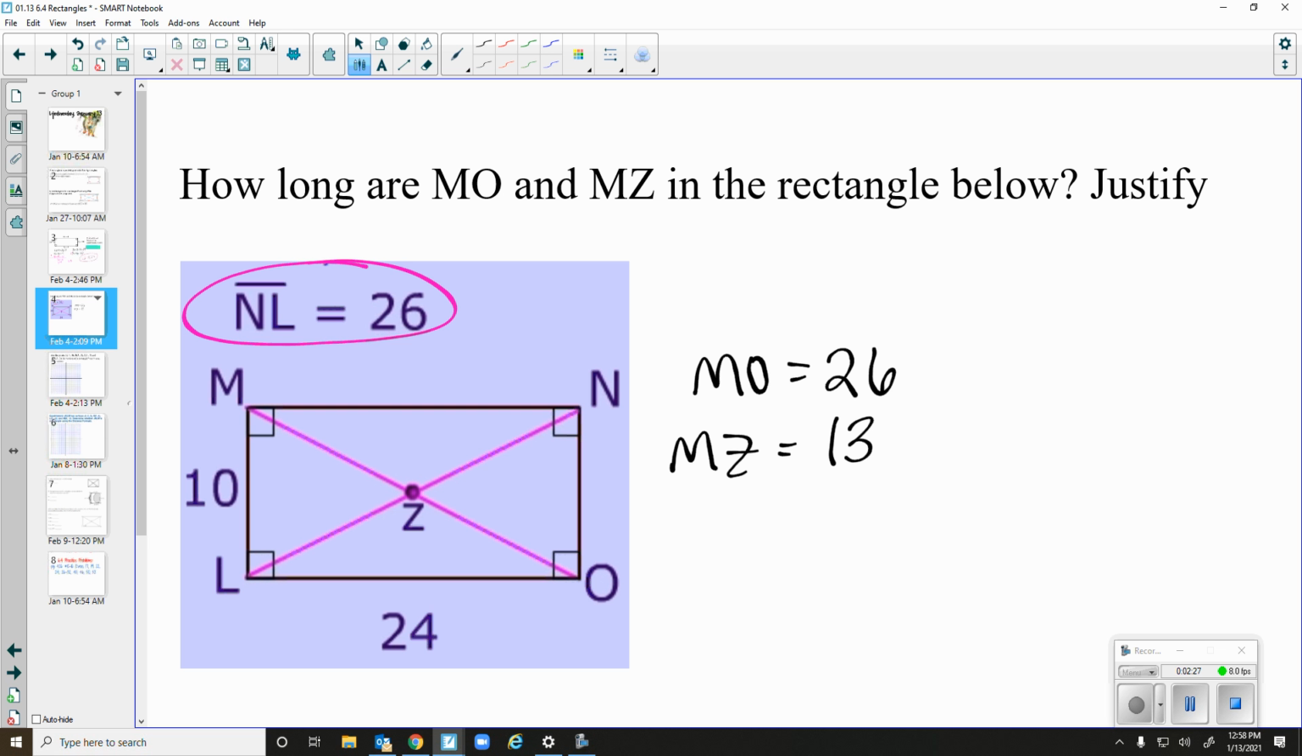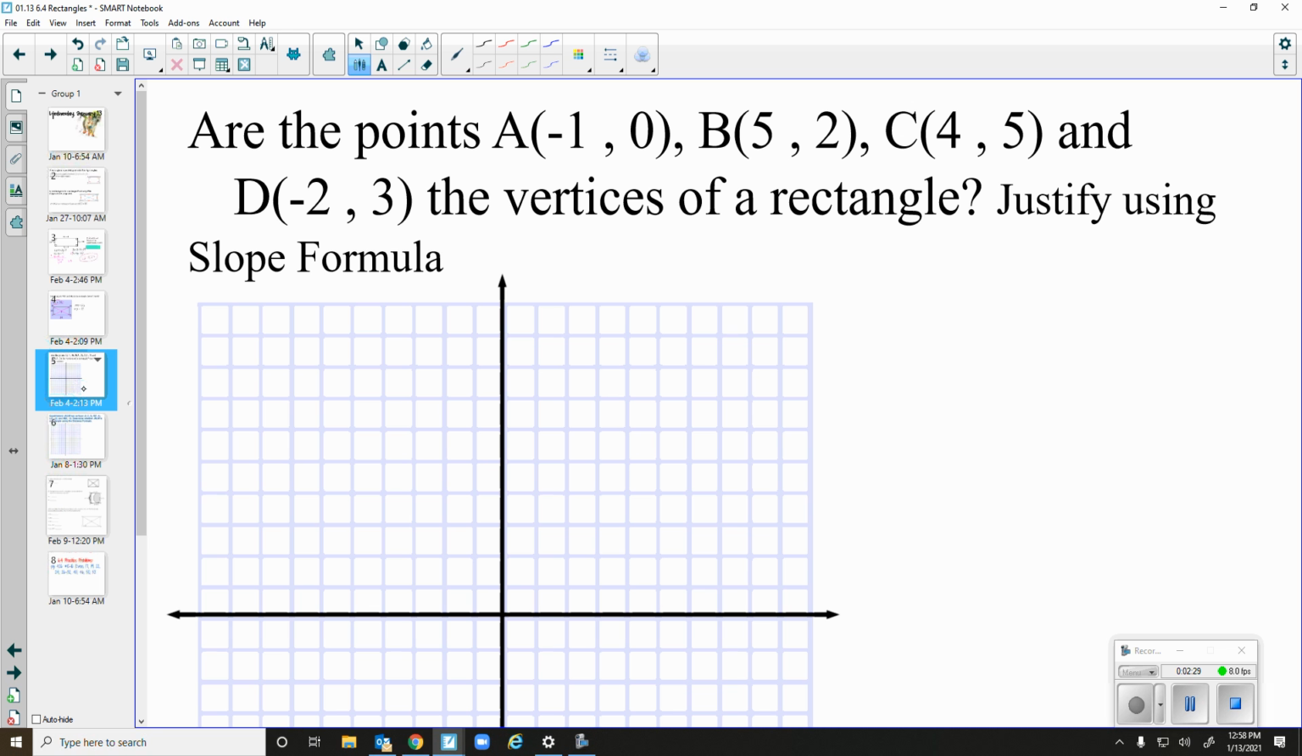Okay. The next two that we're going to look at have coordinates. So proving that we have a rectangle based off of coordinates. I'm giving us specific things that we have to use. If you're not given specific ones, you can use whatever methods you want to. This one says we have to use the slope formula. So -1, 0, 2, 3, 4, 5, 2.